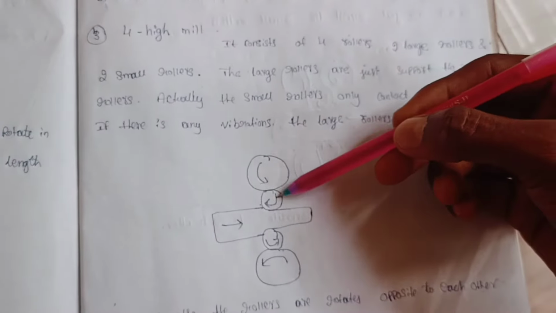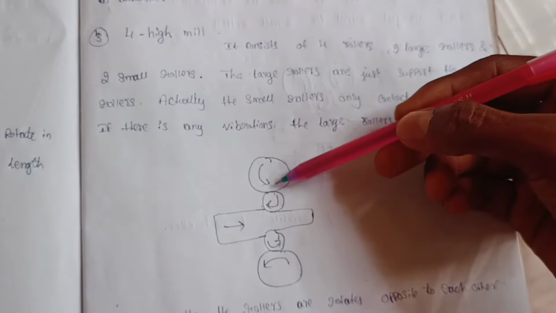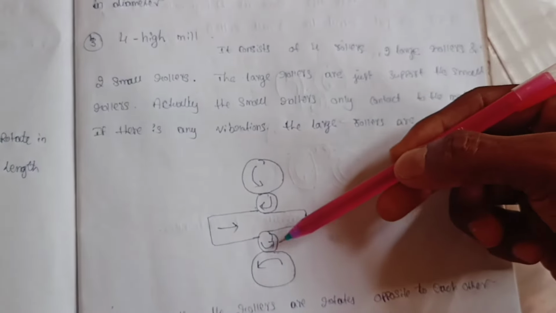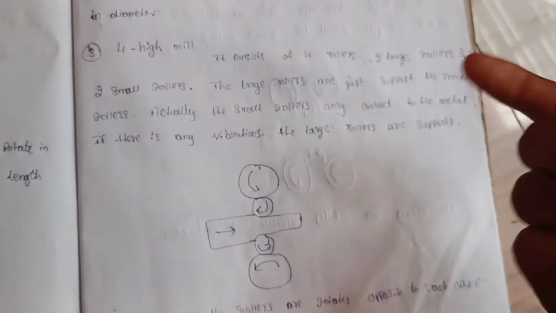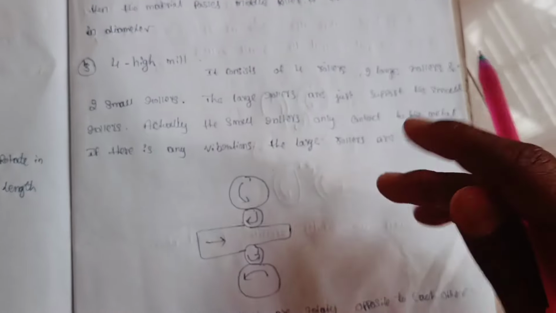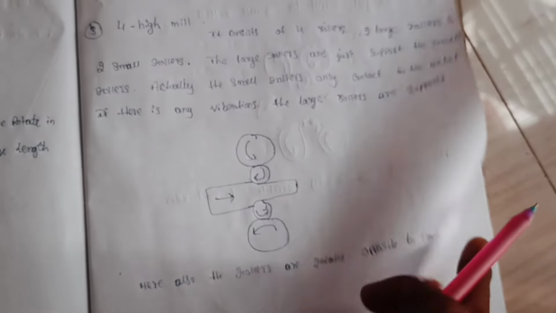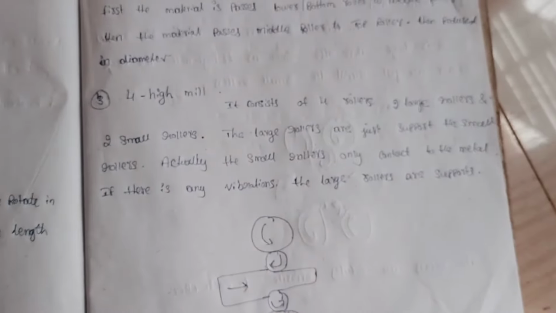These two rollers are rotating in opposite directions, and these two rollers are rotating in opposite directions, that means rotating against each other. Understood? This is the 4 high mill. Here the rollers are rotating in opposite directions to each other.